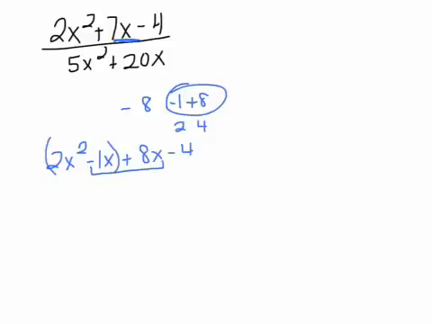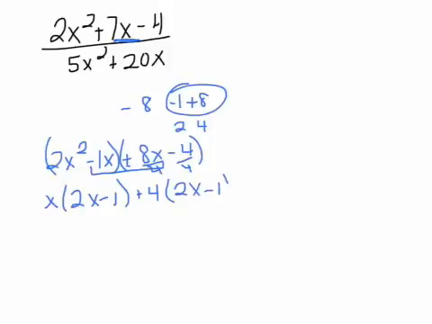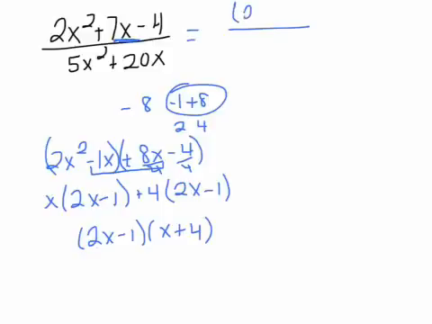Now I'm going to factor by grouping. I'm going to factor out an x, and I'm left with 2x minus 1. I'm going to factor out the plus, and I can also factor out a 4, which means I'm dividing a 4 out of both. And I'm left with 2x minus 1. So when I factor this, I have 2x minus 1 in common, and left over I have an x plus 4. So what I'm going to do is say that the numerator equals the quantity 2x minus 1 and the quantity x plus 4.